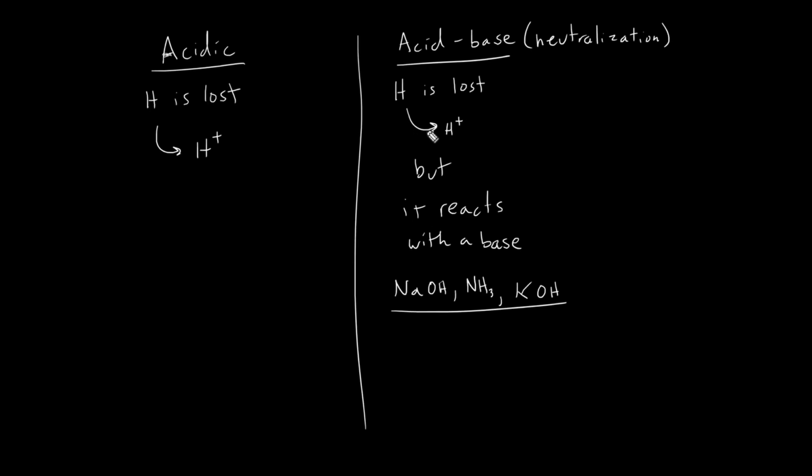It's still losing its hydrogen. That's what makes it an acid. This little chunk right here is what makes it an acid. But it's reacting with a base. Whereas an acidic reaction, or a reaction where something is acting acidic or like an acid, means that thing is still losing the hydrogen, creating H+, which is what makes it an acid. But a base might not be needed.